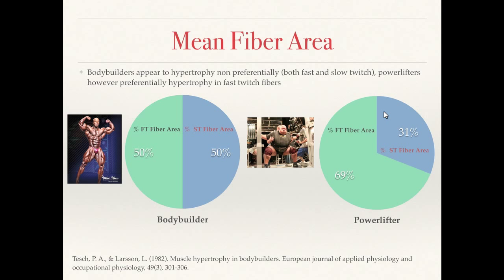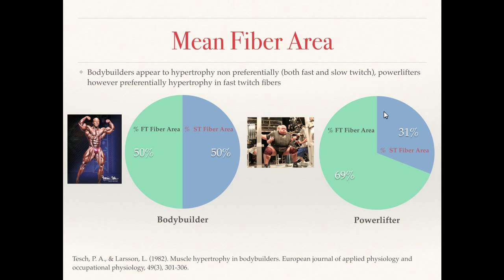So one thing I want to talk to you about is that, of course, as you know, we have slow twitch muscle fibers, or ST, and fast twitch muscle fibers, or FT, in this graph. And Tesch did a really interesting study where if you look at powerlifters, which is what you see to the right, nearly 70% of their muscle fiber area was dictated by fast twitch muscle fiber hypertrophy. Now that indicates that their type of training preferentially hypertrophies the fast twitch, but not the slow twitch fibers.